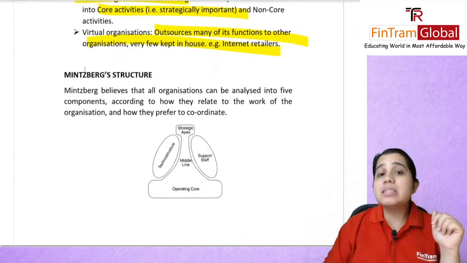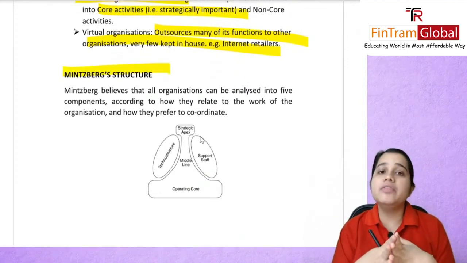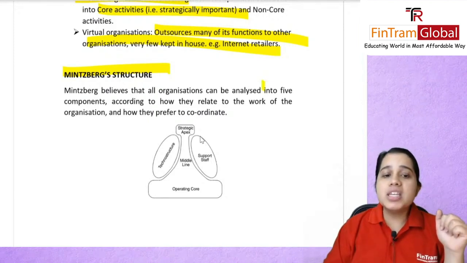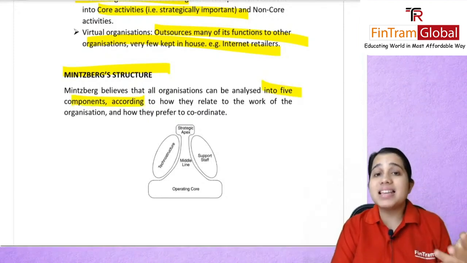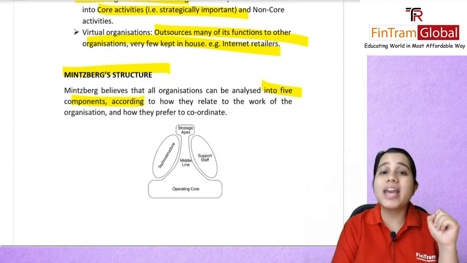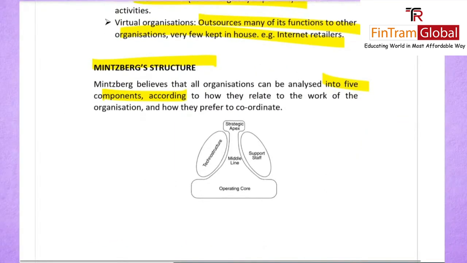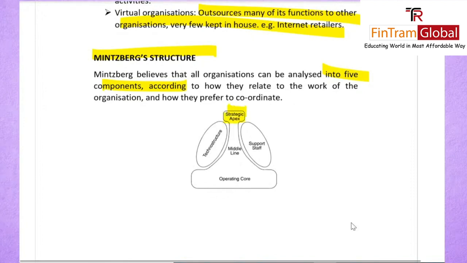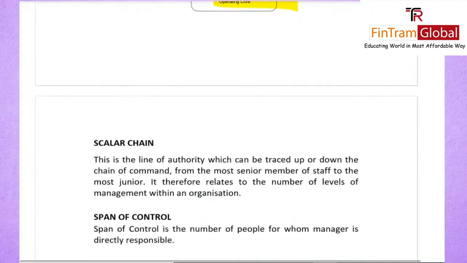Then we have our Mintzberg structure. Now, Mintzberg believed that organizations can be analyzed into these five components, and they basically relate how they will work and coordinate. These five functions will coordinate with each other. So let's have a look at that. Here in this diagram, you can see you have your strategic apex. This is basically your top management who is there to make your strategic decisions. Then you have your middle line who will be passing down the instructions to your operating core, the people who are actually working and doing the work. You have your support staff. This is your PR or any legal counsel services. And then, of course, you have your techno structure, your finance, HR, all of them will fall into this part.